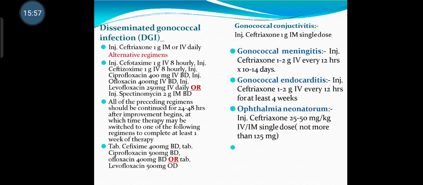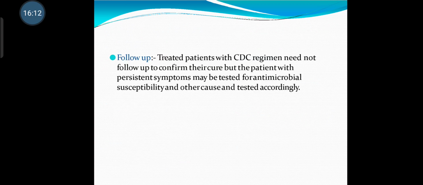For gonococcal conjunctivitis, a single dose of ceftriaxone can be given. For gonococcal meningitis, ceftriaxone can be given every 12 hours. For gonococcal endocarditis, ceftriaxone is the drug of choice. Even in ophthalmia neonatorum, ceftriaxone can be given. Follow-up: patients treated with the CDC antibiotic regimen need not follow up to confirm their cure, but patients with persisting symptoms may be tested for antimicrobial susceptibility and other causes and treated accordingly.